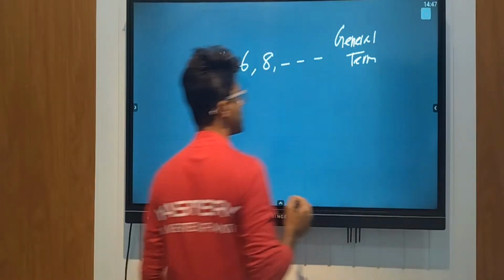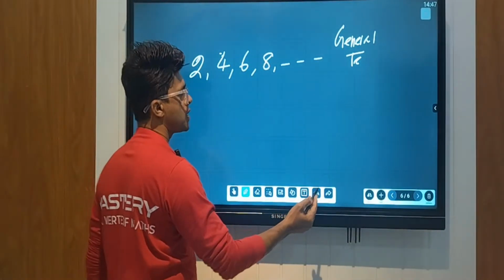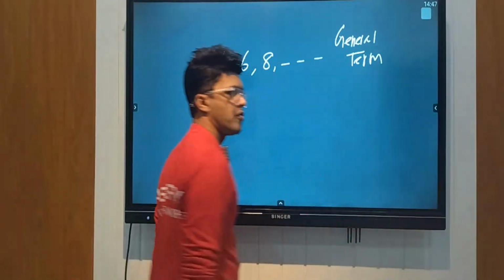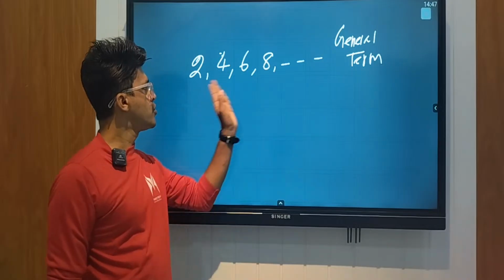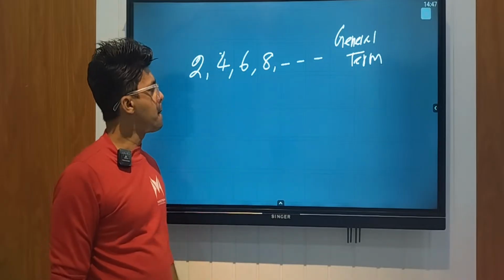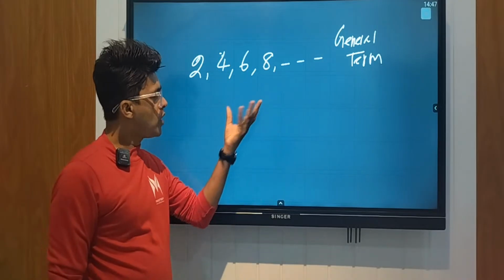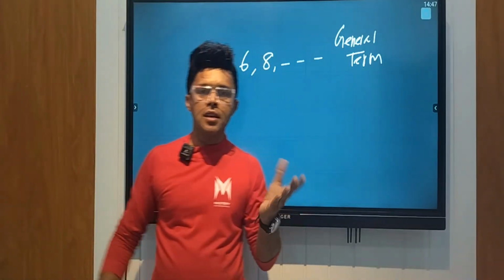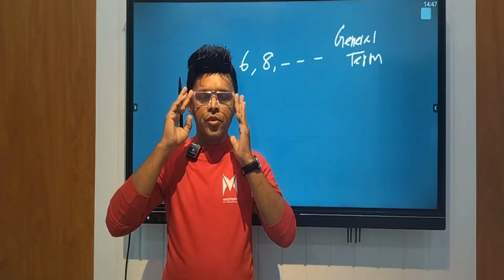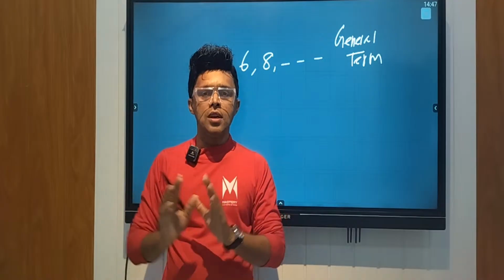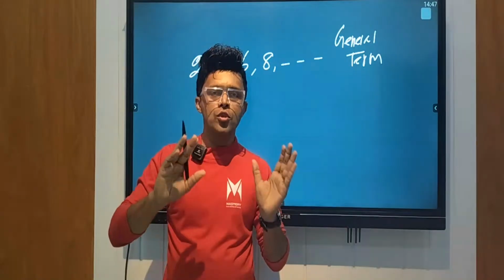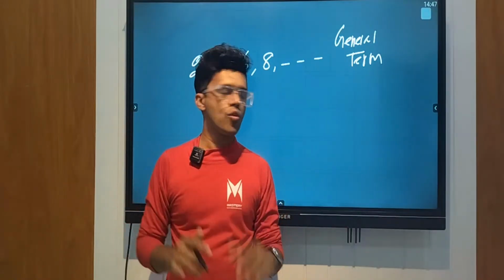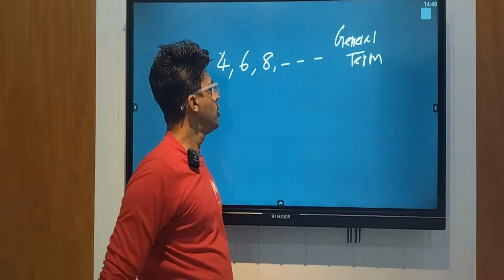You could get the general term of this number pattern. Really, what is the general term of this number pattern, 2, 4, 6, 8, and so on? What are these really? These are the multiples of 2, which means 2 times 1 is 2, 2 times 2 is 4, 2 times 3 is 6, 2 times 4 is 8, and so on.